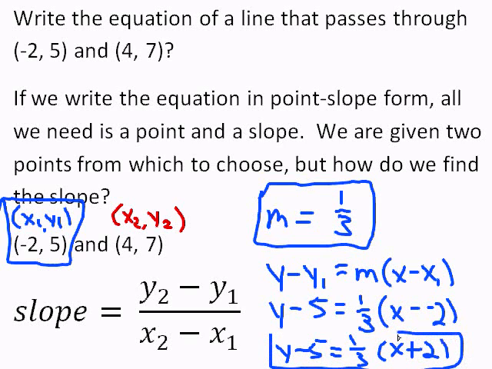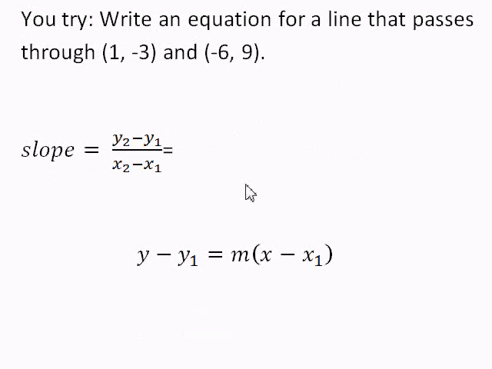This one was a little bit more challenging because we had to find the slope from the 2 points first and then substitute the slope and our x1, y1, our first point, into the equation. Go ahead and try this one on your own. Write the equation of a line that passes through 1, negative 3 and negative 6, 9. I've written the slope formula and the point-slope form down below for you. Again, you're going to need to find the slope first and then substitute in your x1, y1.